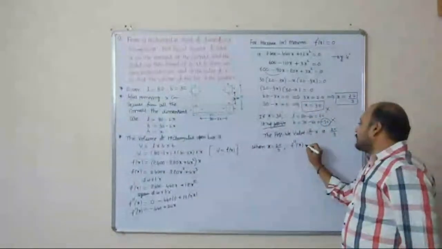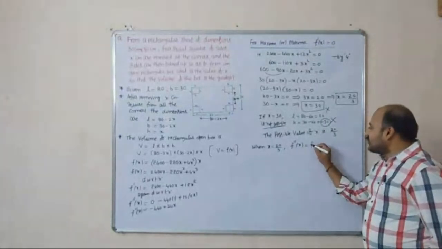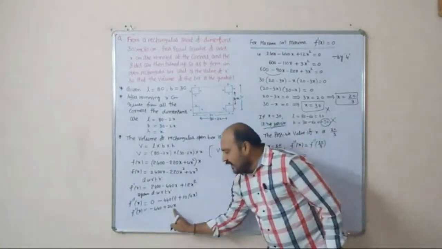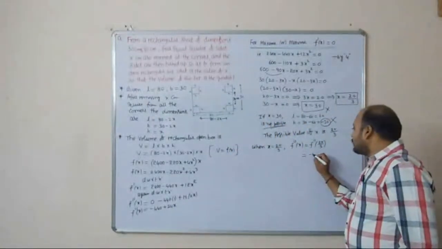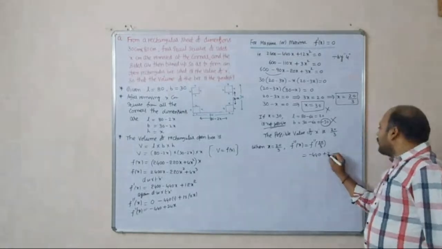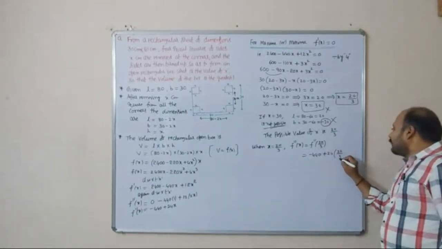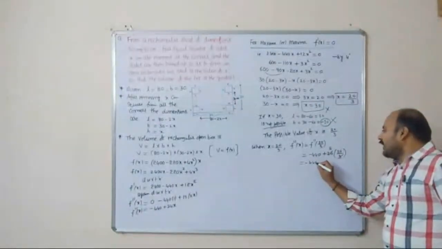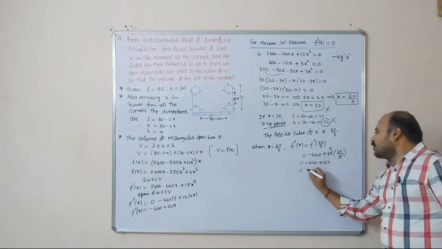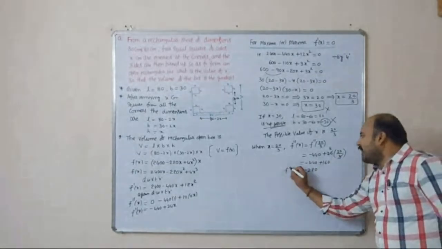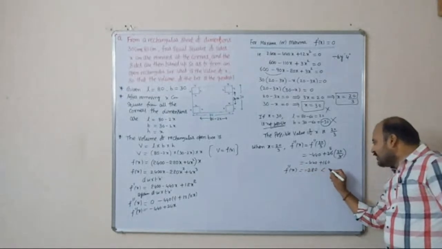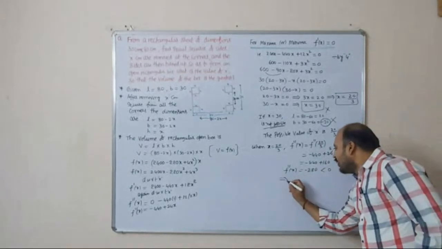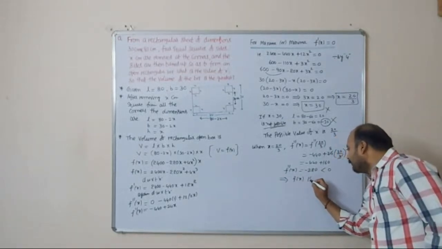F double dash of x. So in place of x, substitute 20 by 3, f double dash of 20 by 3. Wherever x is there, replace with 20 by 3. So minus 440 plus 24 into 20 by 3. So 3 ones are 3, 8s are 8, minus 440 plus 160, that is equal to minus 280. So what is the f double dash of x value? Less than 0 clearly. Whenever the second order derivative of the function is less than 0, f of x is maximum.